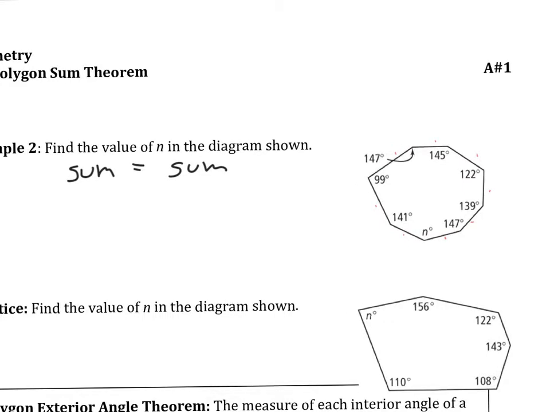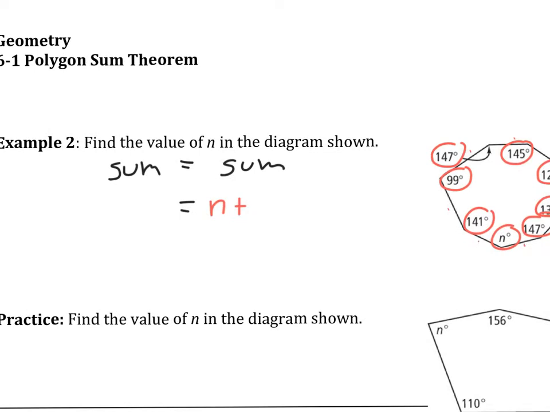That's stupid. Not unless you find the sum in two different ways. One of them is just straightforward, right? You just add everything together. The 141 plus the 99 plus the 147 plus the 145 plus the 122 plus the 139 plus the 147 plus... So add all those up. So n plus, I'm going to use my calculator in a second to figure out what that other one is. The other way to find the sum is just to say 8 minus 2 times the 180.